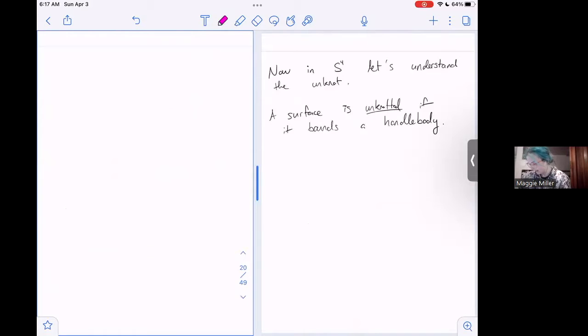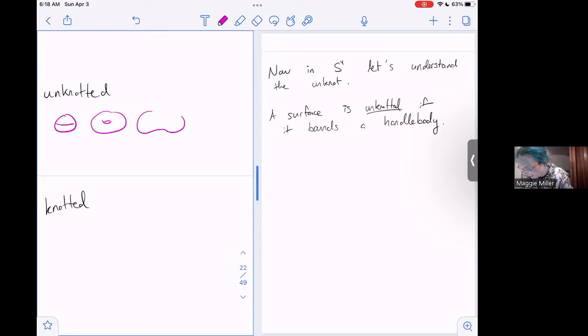Okay, so now in S4, let's understand surfaces. Like, what is the unknot? It's a little bit less obvious in this dimension. So a surface is unknotted if it bounds a handle body. So if I just draw a surface in S3 and include it into S4, then I'll get an unknotted surface of some genus. So these are all boundaries of handle bodies. There is a unique genus g unknot for each genus.